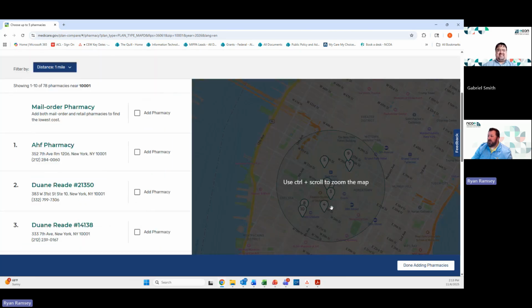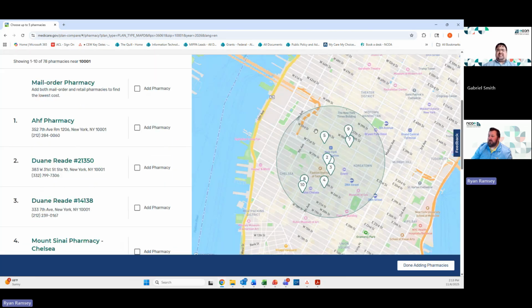Now this is going to be adjusted by distance based off the zip code that I provided. Because neither Gabe nor myself are from the New York area, which I believe is where we're looking right now, and yeah, we are, I'm not familiar with all the different pharmacies or addresses in that area.